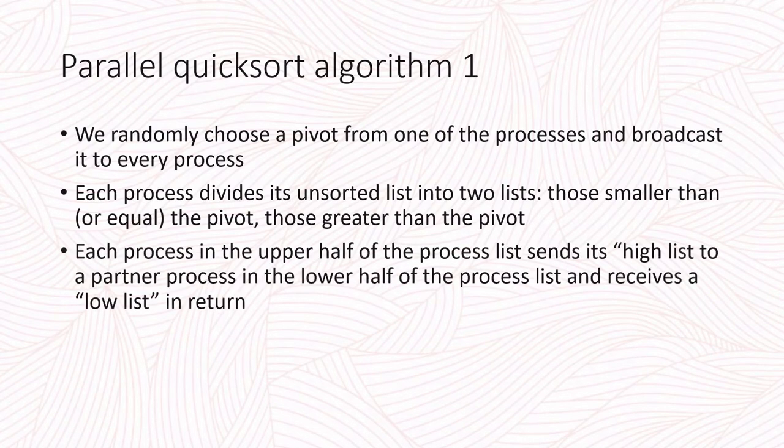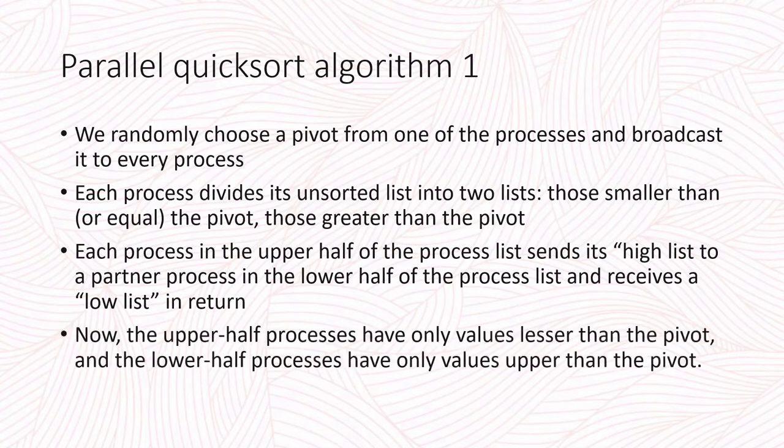Each process divides its unsorted list into two lists, one smaller than the pivot and the other greater than the pivot. Then each process in the upper half of the process list sends its high list to the partner process in the lower half. And again, it receives a low list from the partner process in return. Now the upper half processes have only values lesser than the pivot, and the lower half processes have only values greater than the pivot.